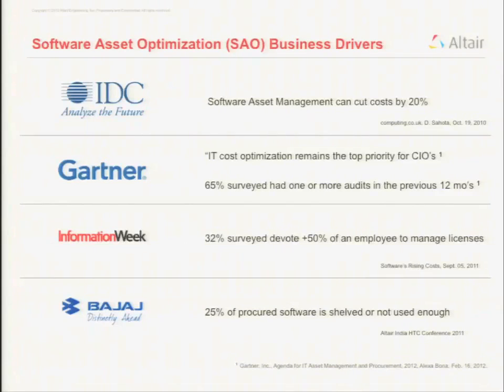And I'm not the only one. There are a lot of people, a lot wiser than I, who have said that software asset management can cut costs by 20%. I'm drawing the analogy between cranes and software features, and I'll keep interchanging them so it stays in your mind. That's what IDC says. Gartner says IT optimization remains a top priority for CIOs in 2012 and beyond, and 65% of those surveyed had more audits in the last 12 months. This is a big industry problem right now, where people are buying more than they require, and the software is expensive.